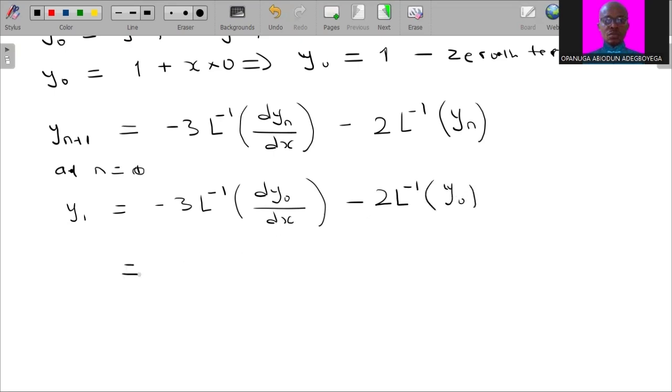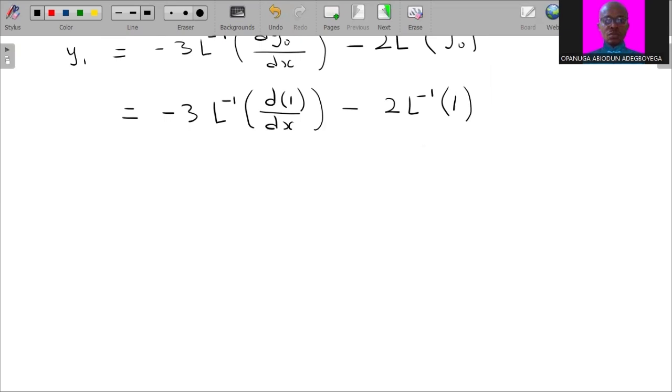So we introduce our y naught here now, negative 3 L inverse of d1 dx, because our y naught is 1, minus 2 L inverse of 1. Differentiating 1 with respect to x, 1 is a constant. When we differentiate it, it's going to be 0. Minus, we are left with this L inverse of 1. So we should not forget that we are dealing with a second order differential equation. So our L inverse is a twofold integral operator.